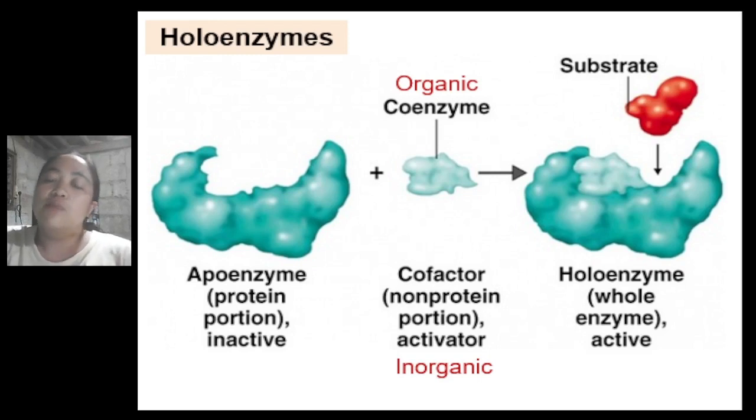So what is the difference between a coenzyme and a cofactor? A coenzyme is an organic compound or substance, while a cofactor is an inorganic substance. These two are the non-protein portion, and they are the activator. They activate the apoenzyme. So once they are attached to the apoenzyme, they are now called holoenzyme, and the enzyme is now activated. So the holoenzyme is the biochemically active conjugated enzyme produced from this apoenzyme and a cofactor or coenzyme.